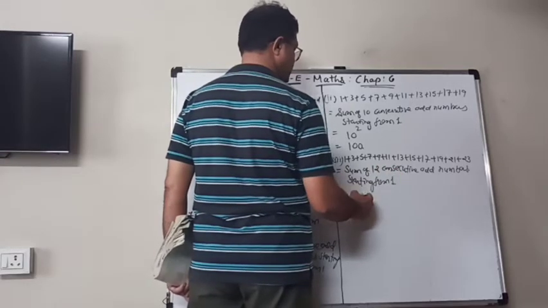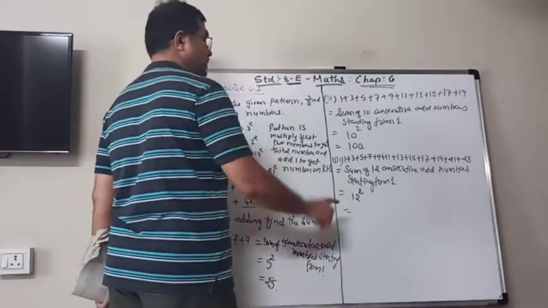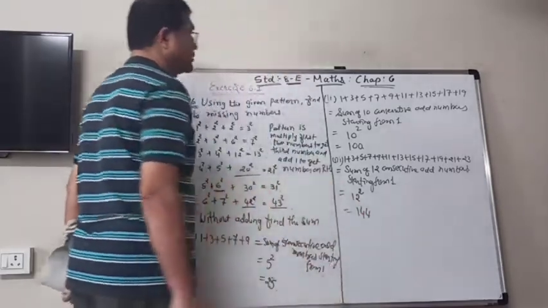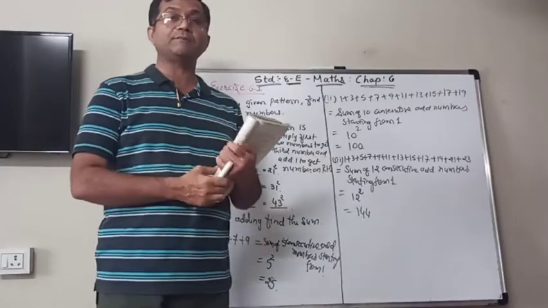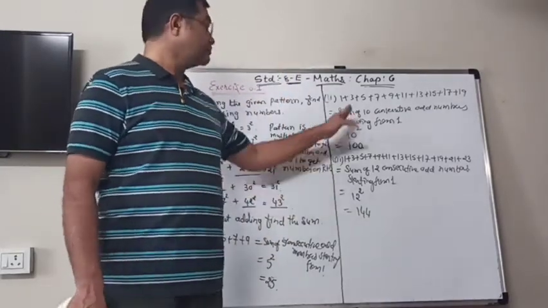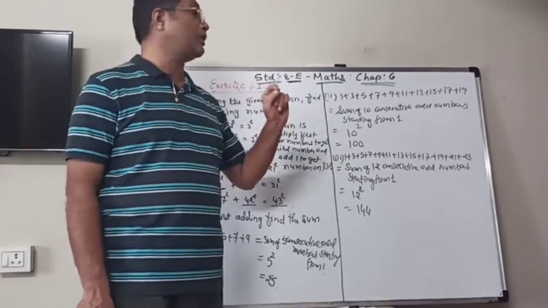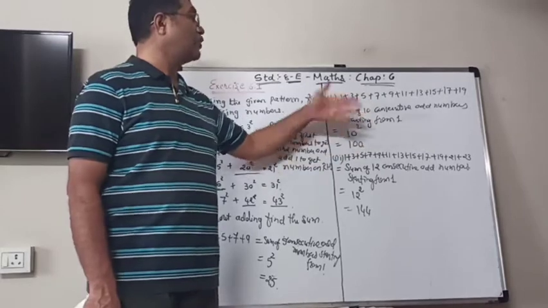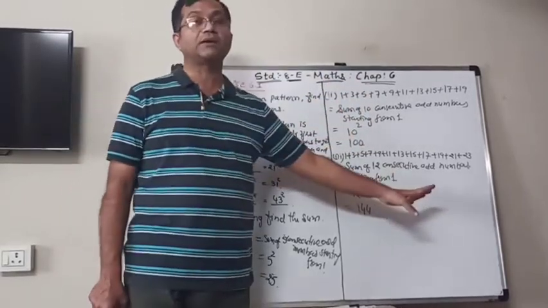So there are 12 numbers, so the answer is the square of 12, and 12's square is 144. So without adding them you can find the answer, because we know that for the sum of consecutive odd numbers starting from 1, you count how many numbers there are, and you have to just do the square of that number.